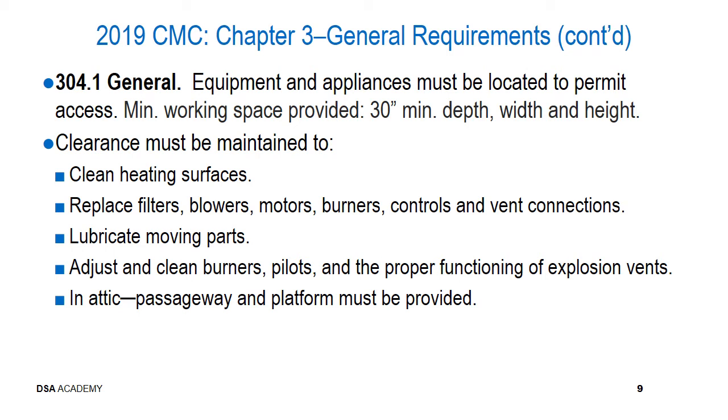Generally speaking, equipment and appliances have got to be located in areas that actually permit access. The minimum working space required for access, whether it's the depth, width, and the height for access, is 30 inches minimum in each of those areas.